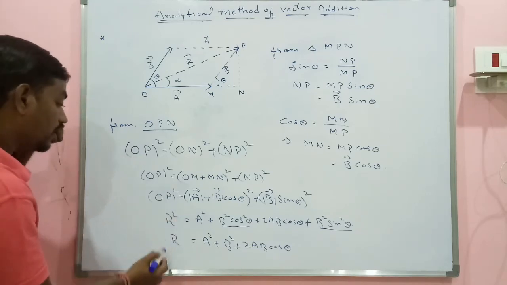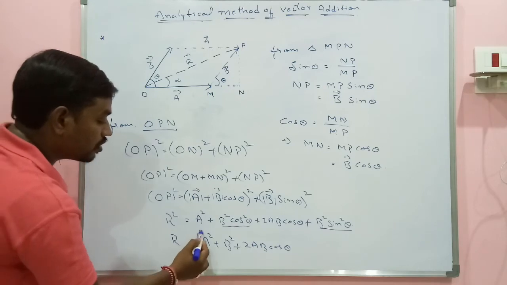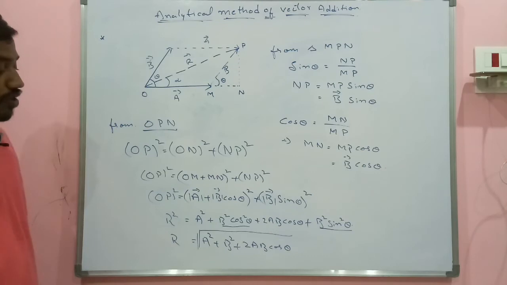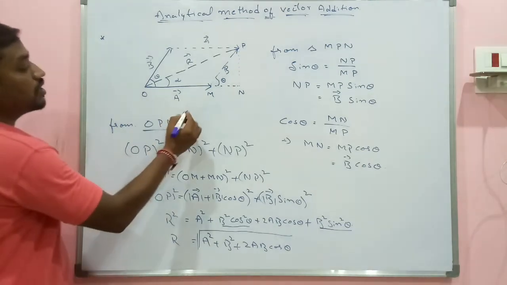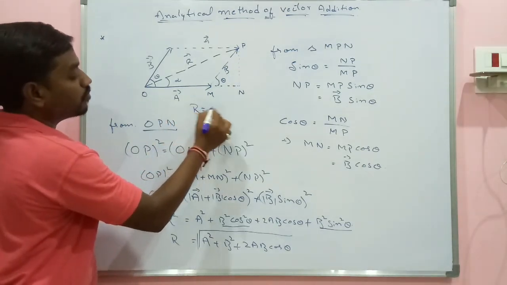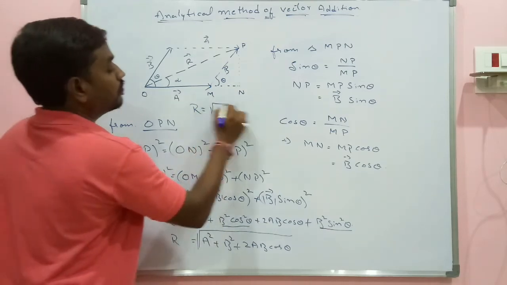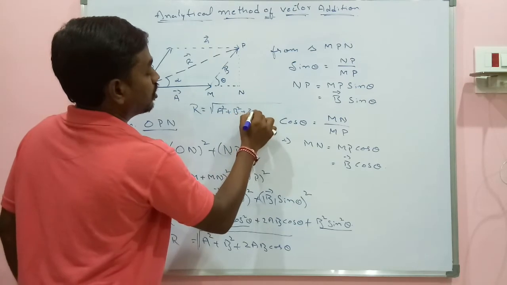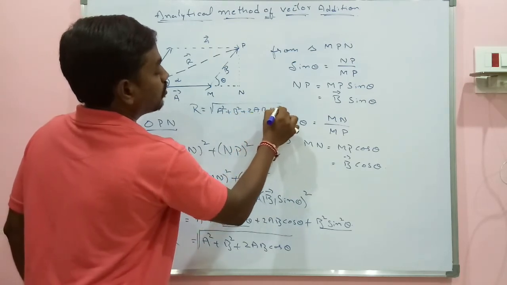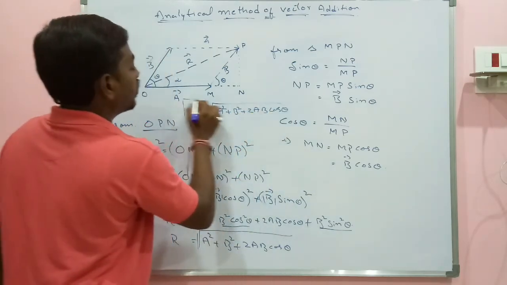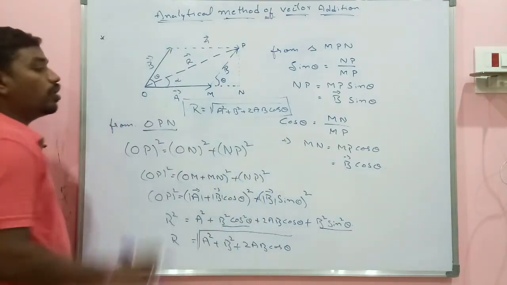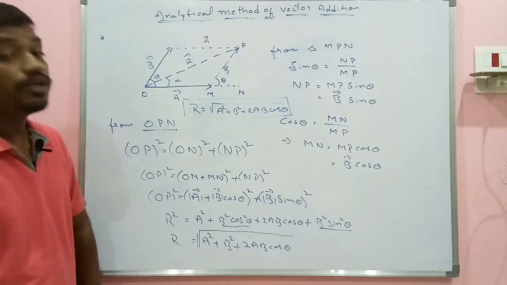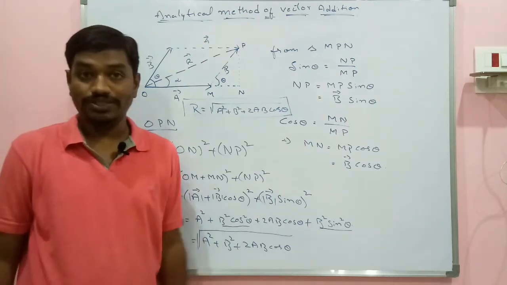So from that I can write R is equal to under root of A square plus B square plus 2AB cos theta. This is the formula for the magnitude of the resultant of two vectors. A square plus B square plus 2AB cos theta. A very important formula, and we will be getting it in almost all concepts. This formula will be involved in solving many problems.